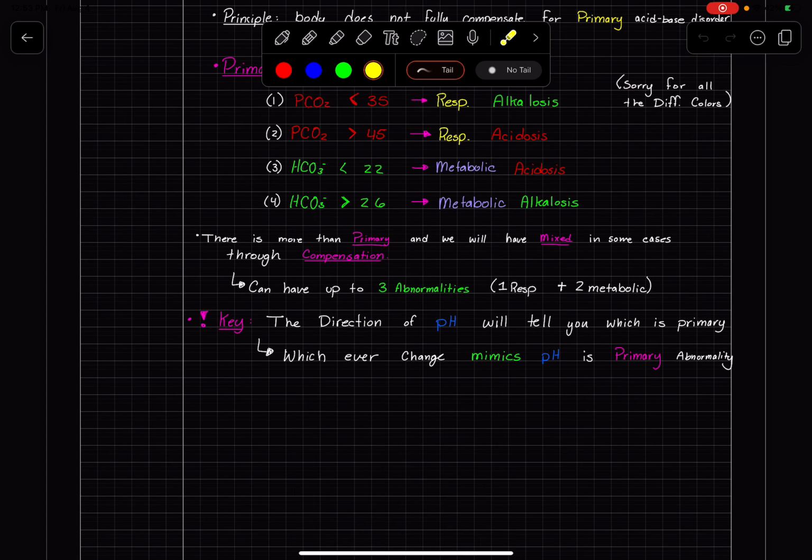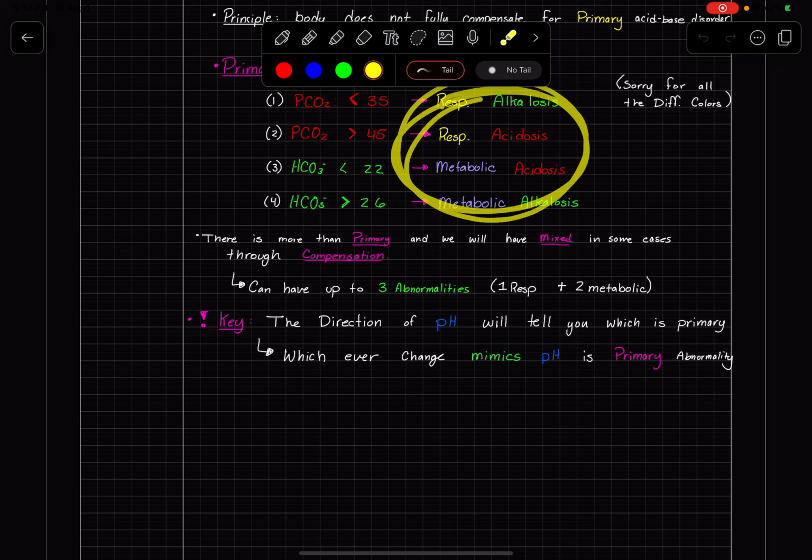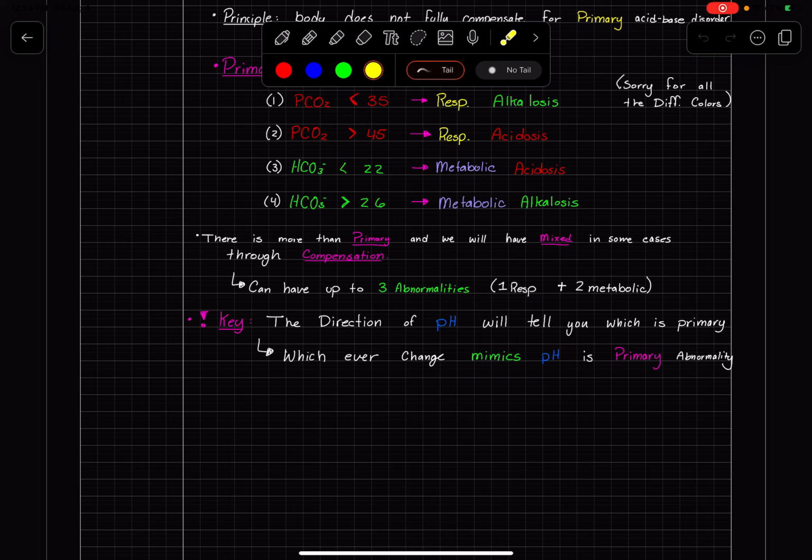I'll explain this a little bit later as well, but we can have a total of 3 abnormalities, meaning 3 processes, right? So any of these 3, but they have to be 1 respiratory and 2 metabolic. And that's the max. They're not always going to have that, but that's the max they can have.